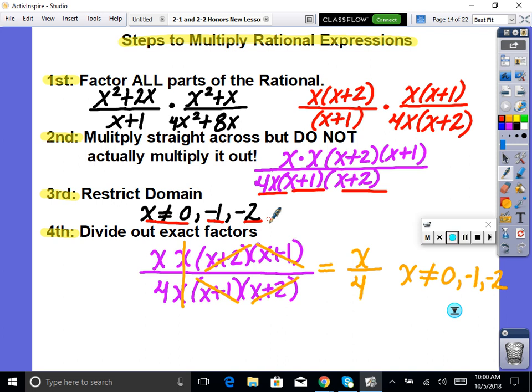Then I divide out exact factors. So I divided out my x. I divided out x plus 1, and I divided out x plus 2. So I got x over 4. Does everybody see how easy this really is? Yeah. Okay, awesome. Honestly, this lesson's easy.